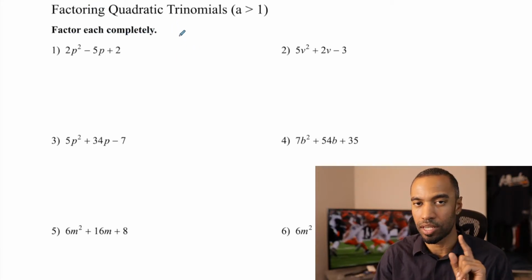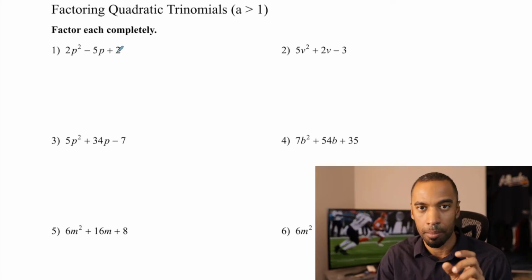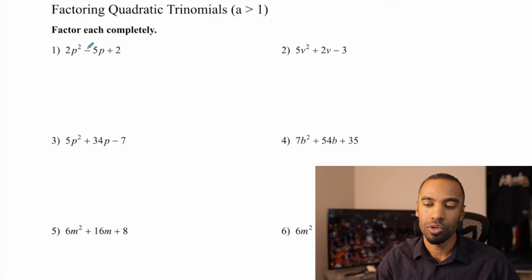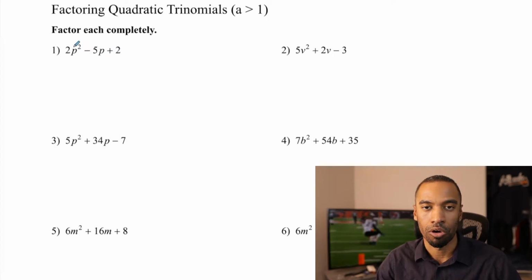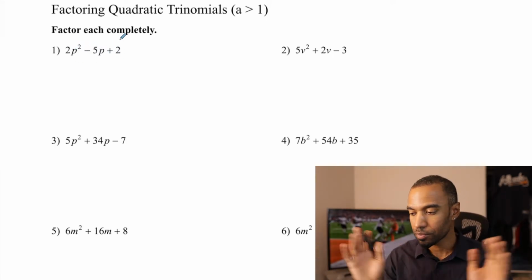First golden rule, once again, as always, is you look for common factors first. There is no common factor here because I can't divide the same number or variable among all 3 terms here. So that's fine.